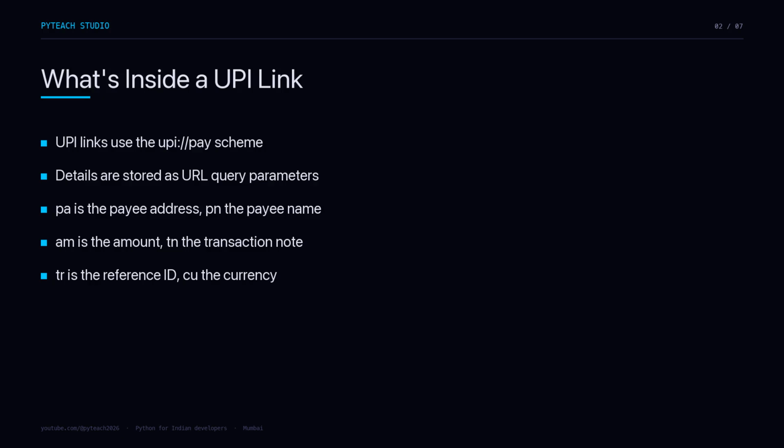After the upi://pay prefix, every detail is a query parameter separated by ampersands. The pa field is the payee's virtual address, like priya@oxby. The pn field is the display name, am is the amount in rupees, and tn is the note the sender attached. Once you see it as a URL, parsing becomes straightforward.